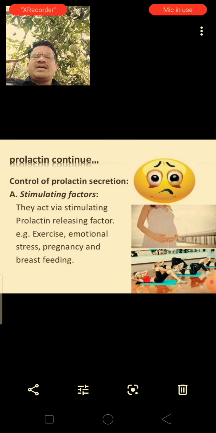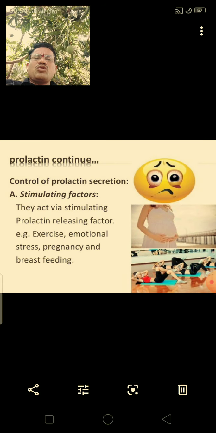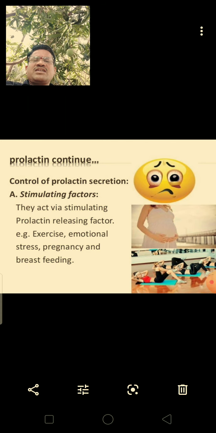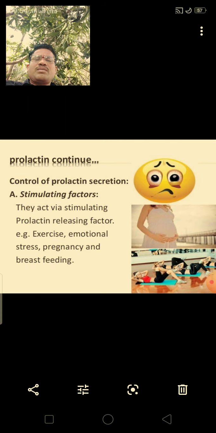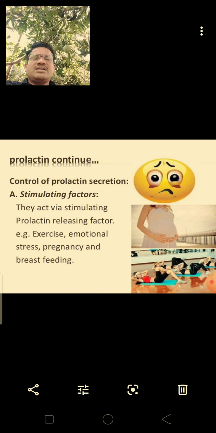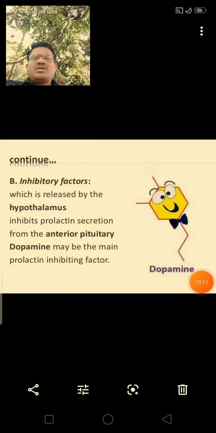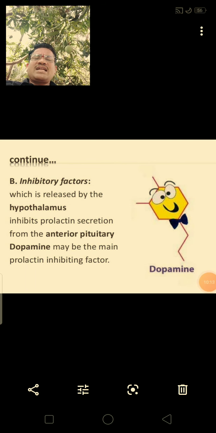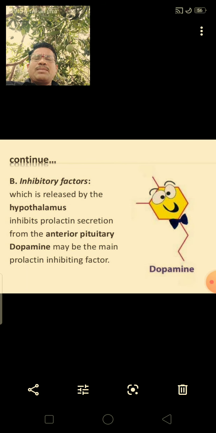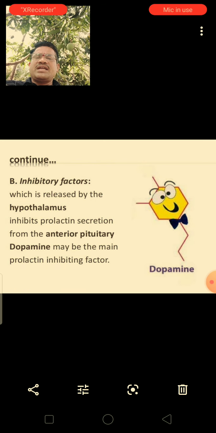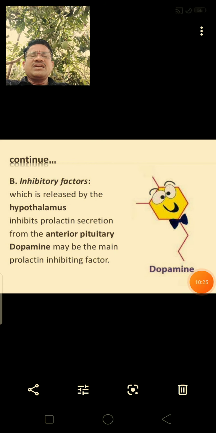So here the prolactin hormone factors are exercise, emotional stress, pregnancy, and breast feeding. At the same time, prolactin inhibitory factors also are there. The hypothalamus inhibits prolactin secretion from the anterior pituitary. Dopamine may be the main prolactin inhibiting factor.